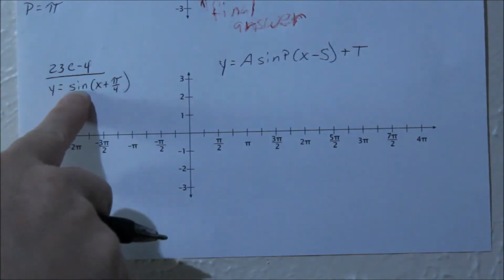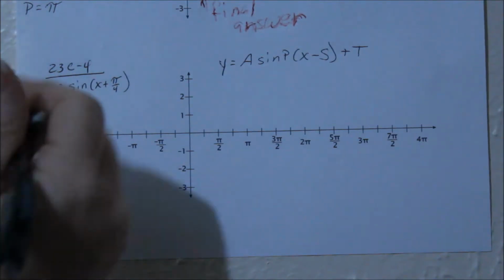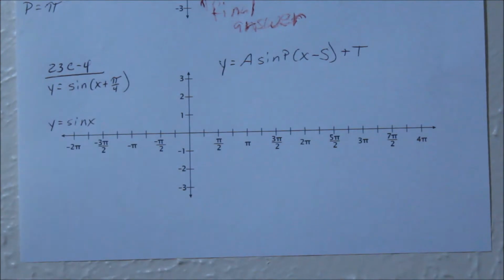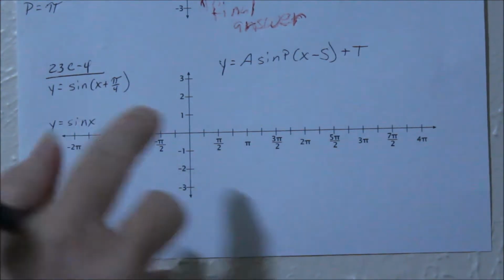Okay, we're looking at 23C number 4. Here is our equation. It's sine. So, of course, I'm always going to graph basic sine first. When I say basic sine, I mean y equals sine x. Okay?